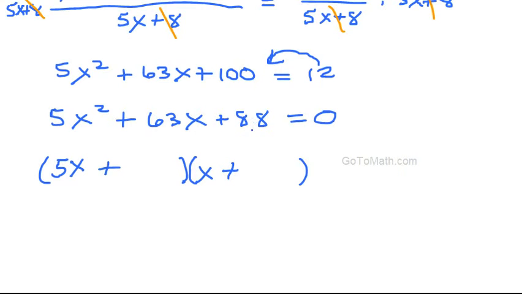Now we're looking for two numbers that when multiplied together give us 88. Factors of 88 are things like 1 and 88. And of course 2 goes into 88, that's going to be 44. Now let's look at this number here, 63. How else can we break this down? This is 11 and 4.